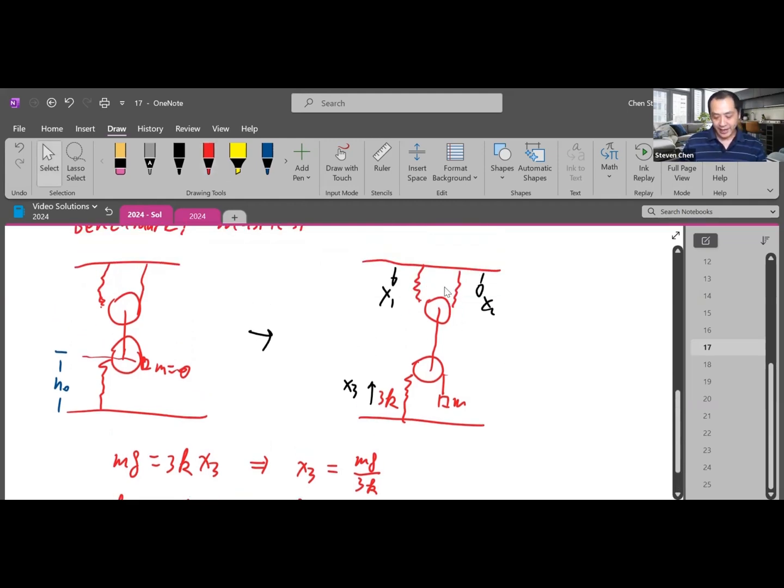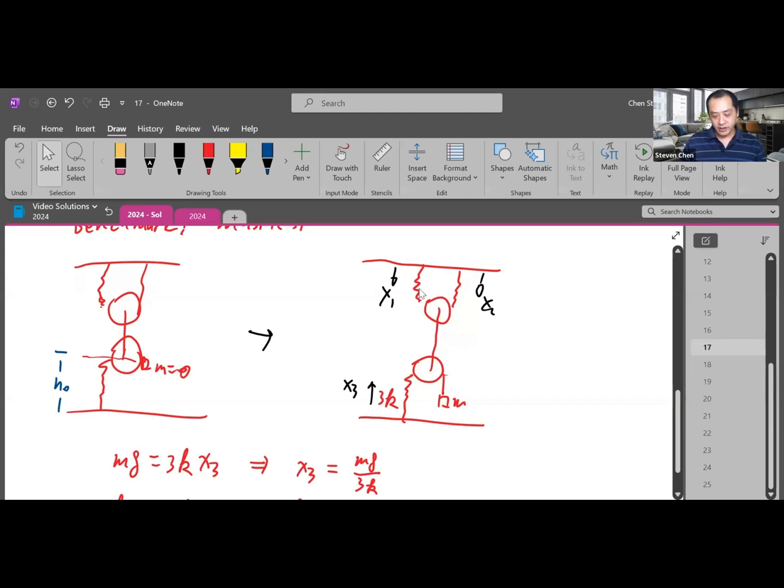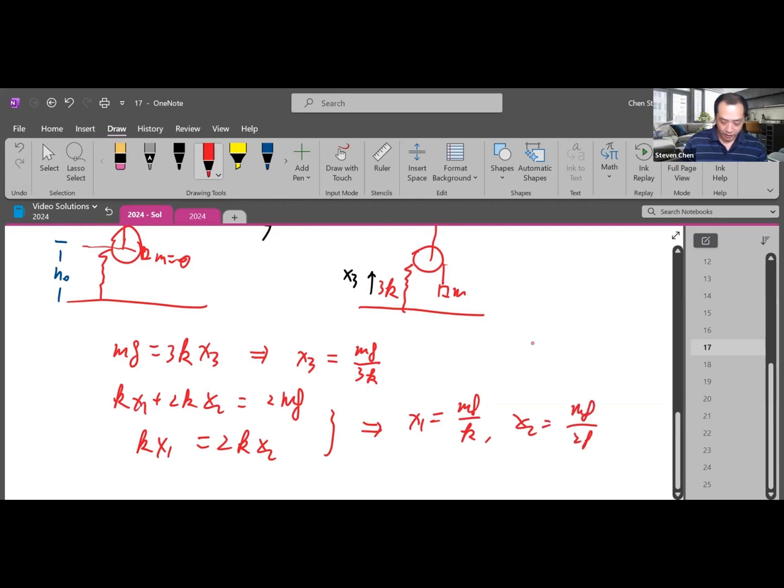And also, if you look at the upper half, if you choose the center of the upper pulley as the reference point, the net torque should be 0. So that requires the forces on the left and right springs to be balanced. So we have the equation kx1 is equal to twice kx2. By solving these two equations, we get x1 is equal to mg over k, and x2 is equal to mg over twice k.